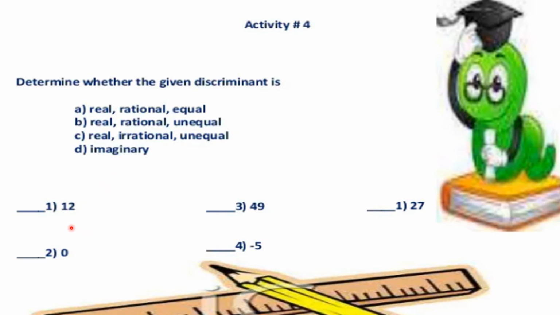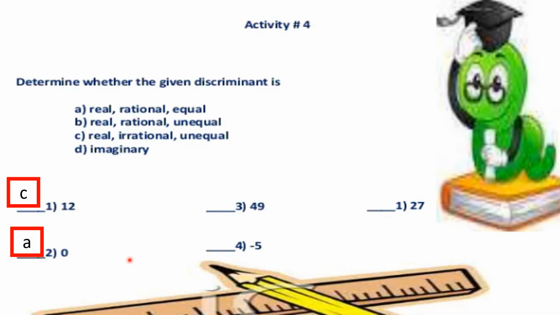So 12. If we have 12, what do you think is our roots or the nature of the roots? If our discriminant is 12, what do you think is our nature? What is the nature of the root kapag ka 12? Okay, letter C. Bakit? Kasi siya nga ay positive, pero hindi siya perfect square. That's why we have real, irrational, and unequal. How about number 2? We have 0. So, ano siya? The answer is, yes, letter A. We have real, rational, equal.